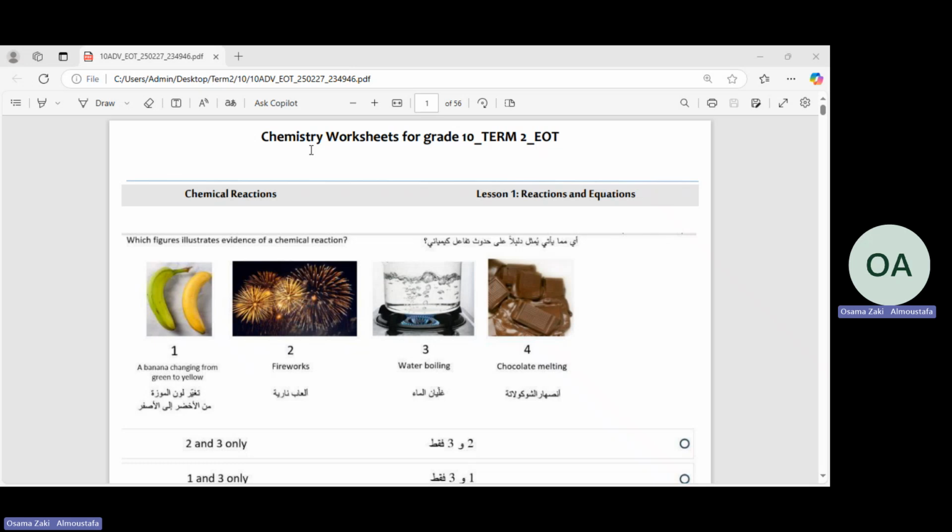This is a revision about the EOT, the chemistry grade 10 advanced. Let's check the first question. The first question says: which figures illustrate evidence of a chemical reaction?